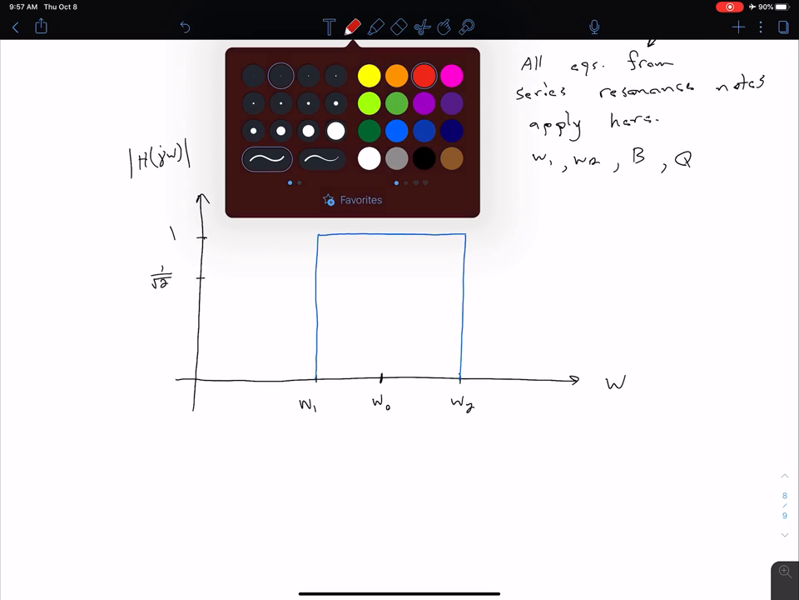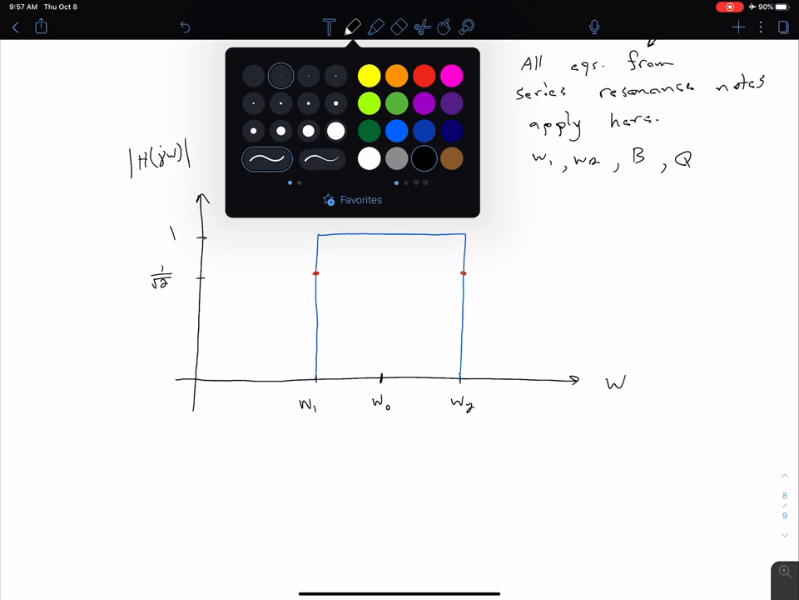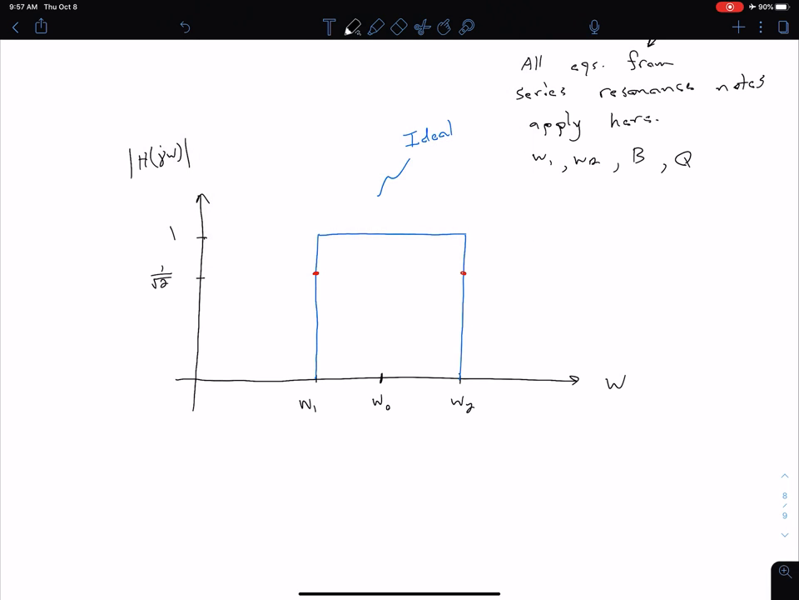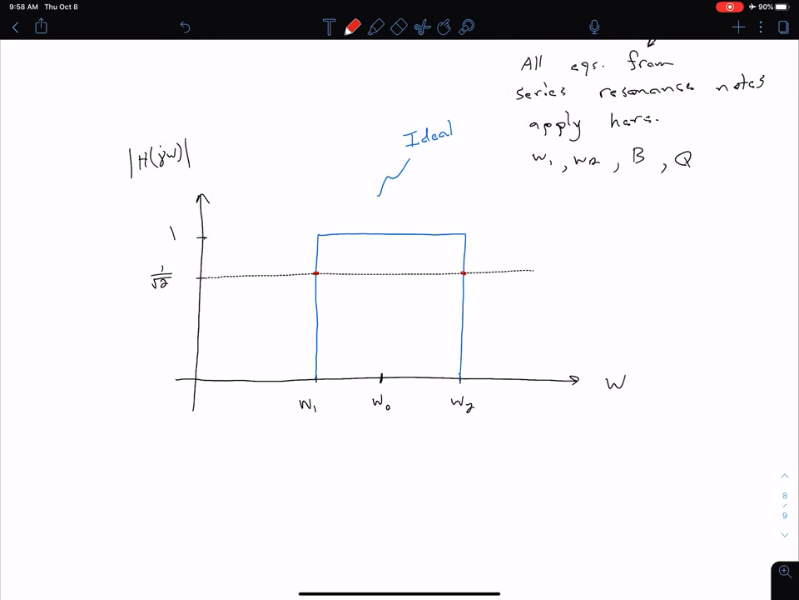For our actual case, we haven't gone through and solved this now, but we would have seen previously when we talked about series resonance that these frequencies omega 1 and omega 2 are where the transfer function magnitude is equal to 1 over root 2. Let me draw a dashed line just to make it clear that these points correspond to that value of 1 over root 2. We know up here at omega naught that we have 1. And of course, for really small frequencies, we should have 0, and for really large frequencies, we should have 0.